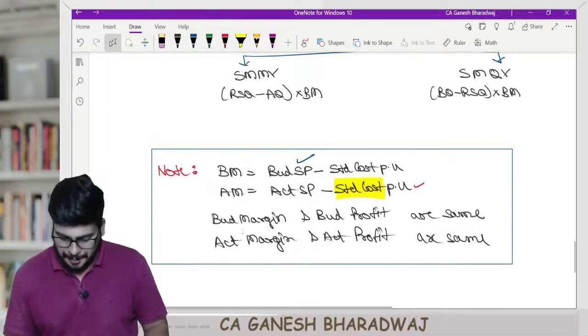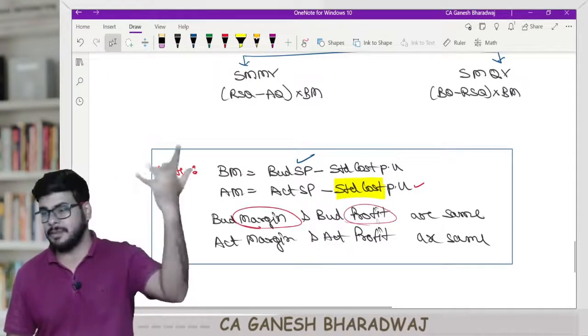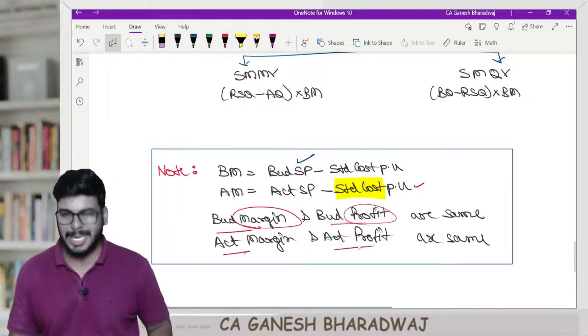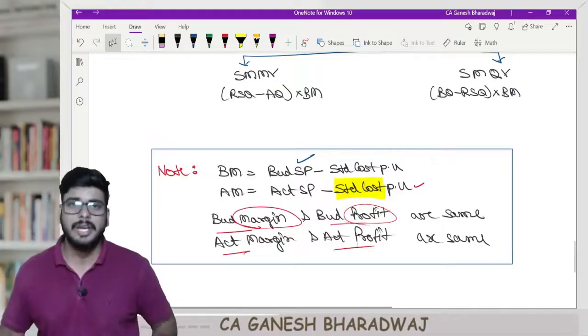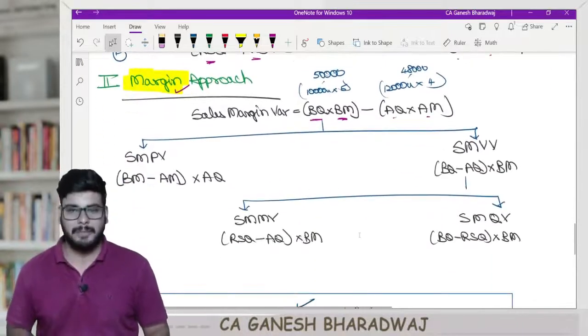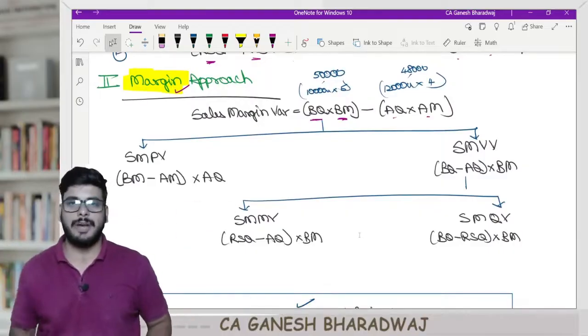And one more thing, the words margin and profit can be used interchangeably. Budgeted margin or budgeted profit are the same. Actual margin, actual profit, these are all the same. So now what is your sales margin variance? It's going to be budgeted quantity into budgeted margin minus actual quantity into actual margin.